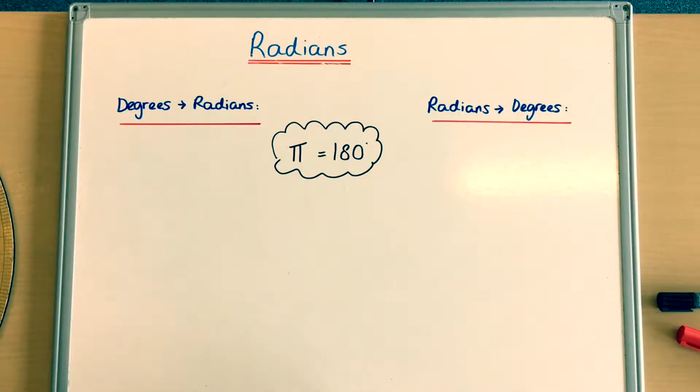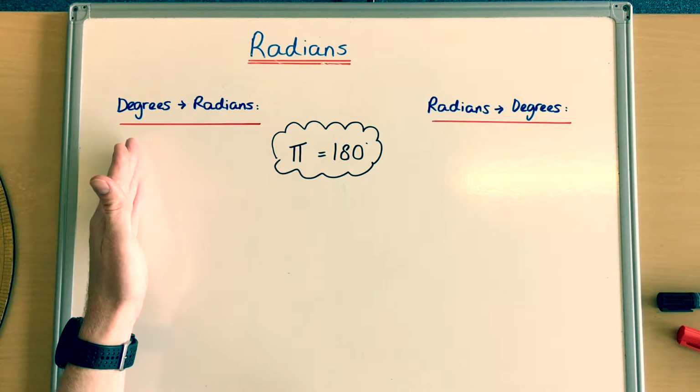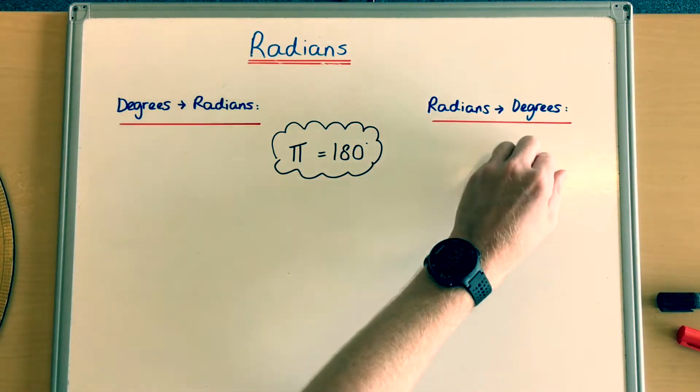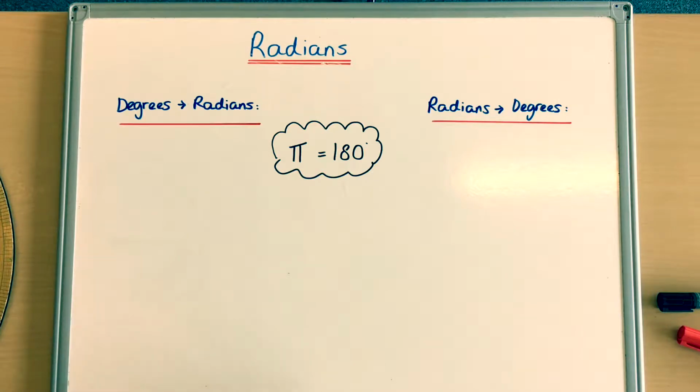So since we use both radians and degrees to measure angles in my Higher course, it's going to be very useful to be able to change backwards and forwards between them. If you're given an angle in degrees, you might want to change it to radians, and if you're given it in radians, you might want to change it into degrees. So let's have a look at how we do that.